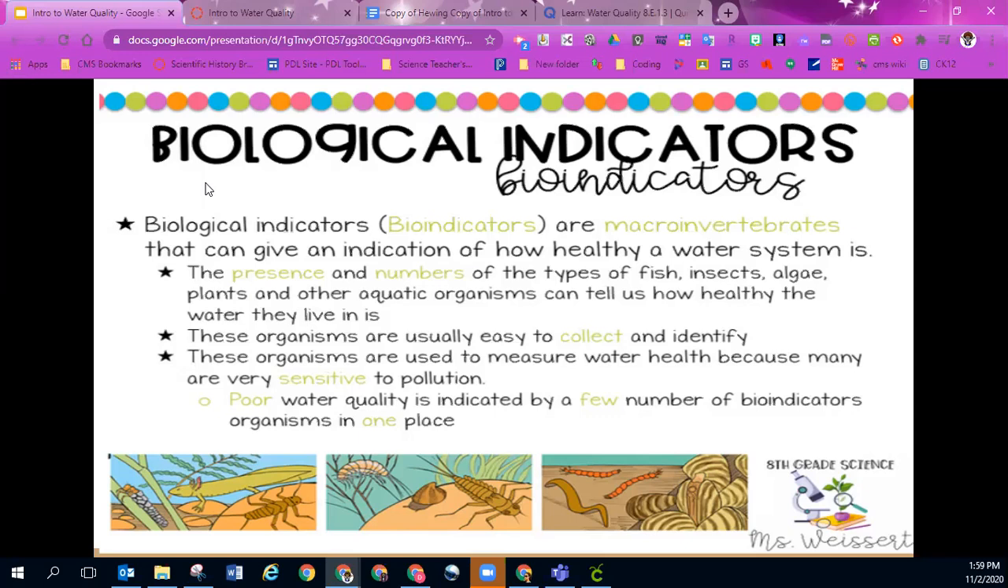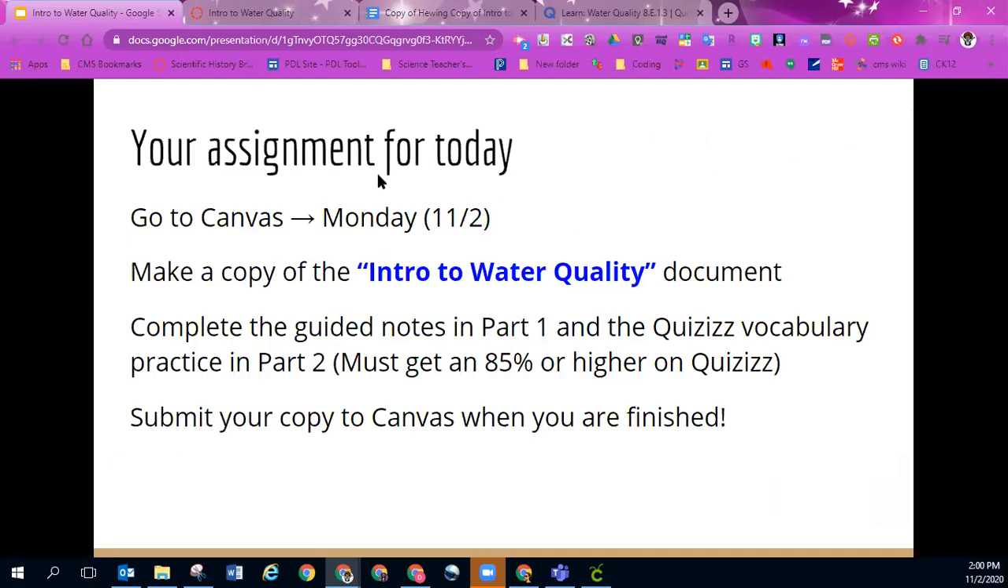So looking at the living factors that are in there, the plant life, the animal life, the different insects, will tell you if it's healthy or not. They should have a diverse amount of both fish and plants. It shouldn't all just be the one kind because all of the other ones died off. So it should be a very diverse system and area. Poor water quality is going to be indicated by how few of the bioindicators you have that are actually living and thriving. And that's it for our notes today.